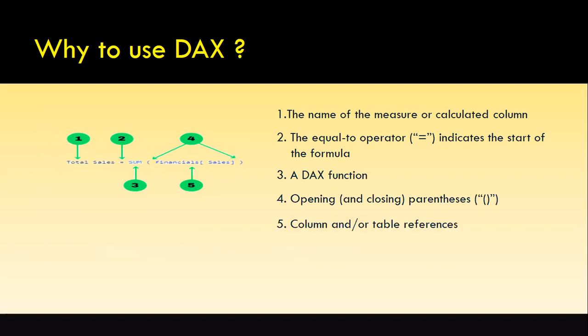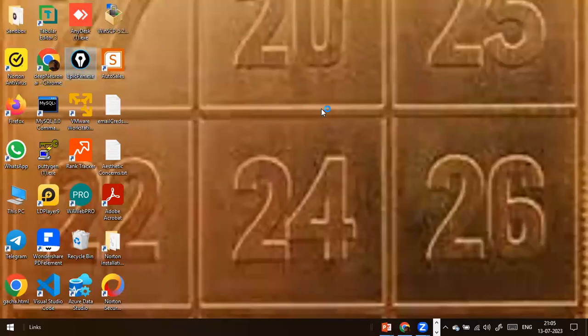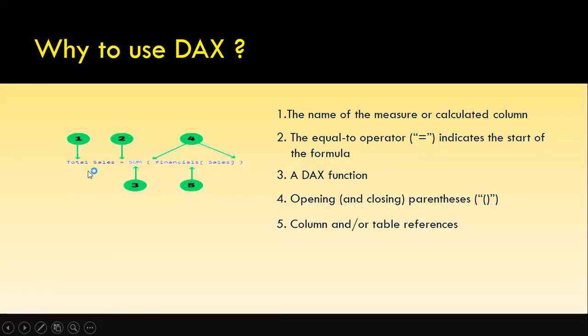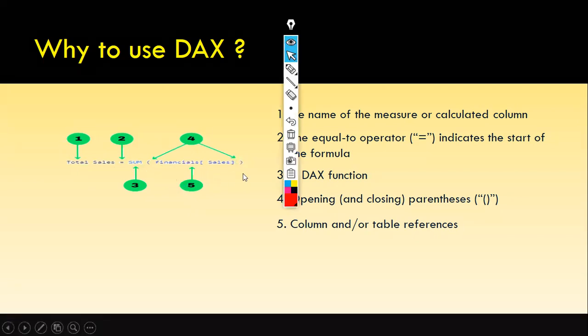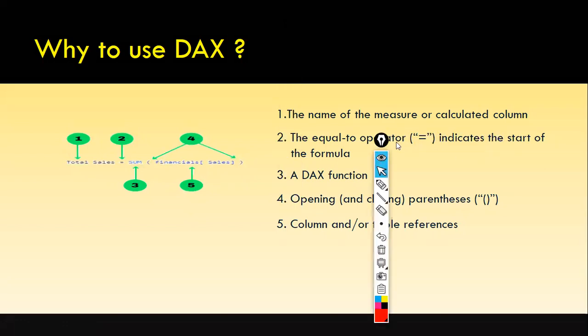For example, you want to compute the total sales. Look at this formula here: Total Sales, equal sign. On the right side of the equal sign, you can find the sum of financial sales. Sum is a DAX function, and the result is stored under the name Total Sales. This is called your measure. Once you create a measure, or once you have this DAX formula in place, you can reuse it wherever you need it.